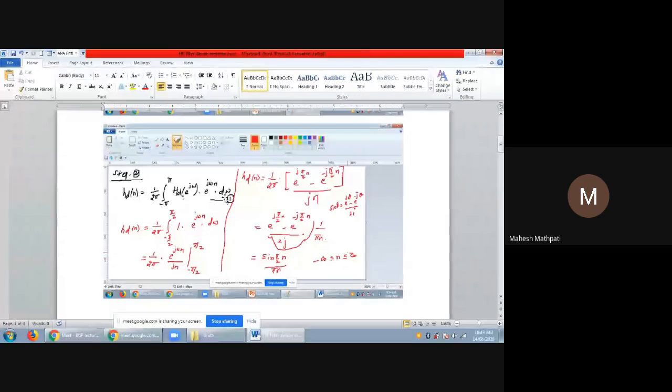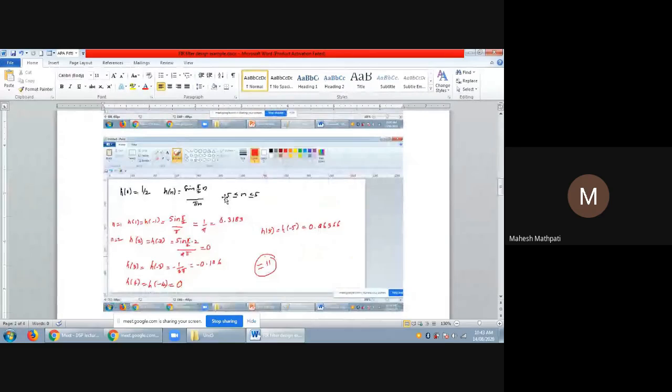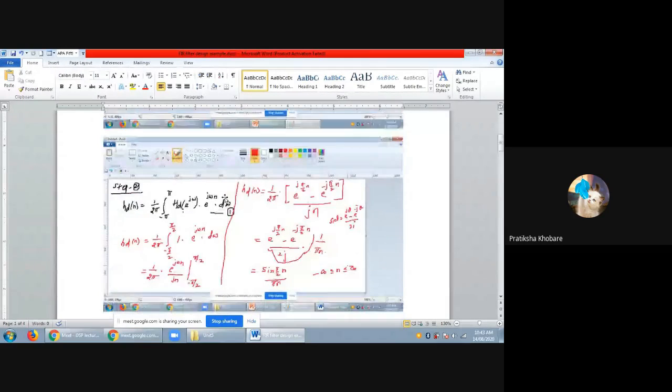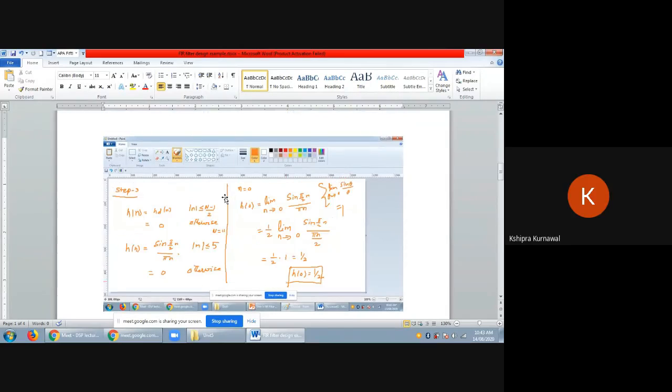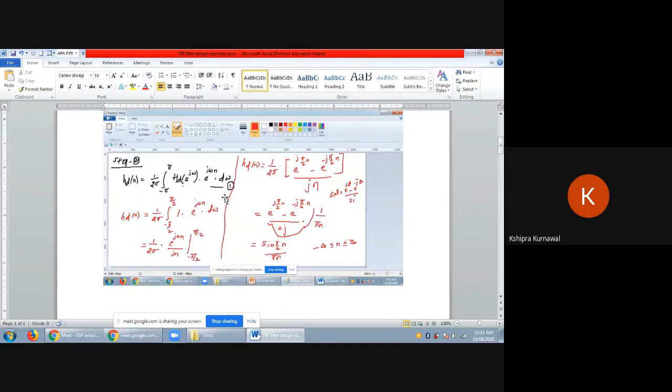Hope you understood how we have calculated this. Any difficulty with this part? Yes, sir. No, sir. Difficulty or no problem? Okay. No problem. Then, okay.